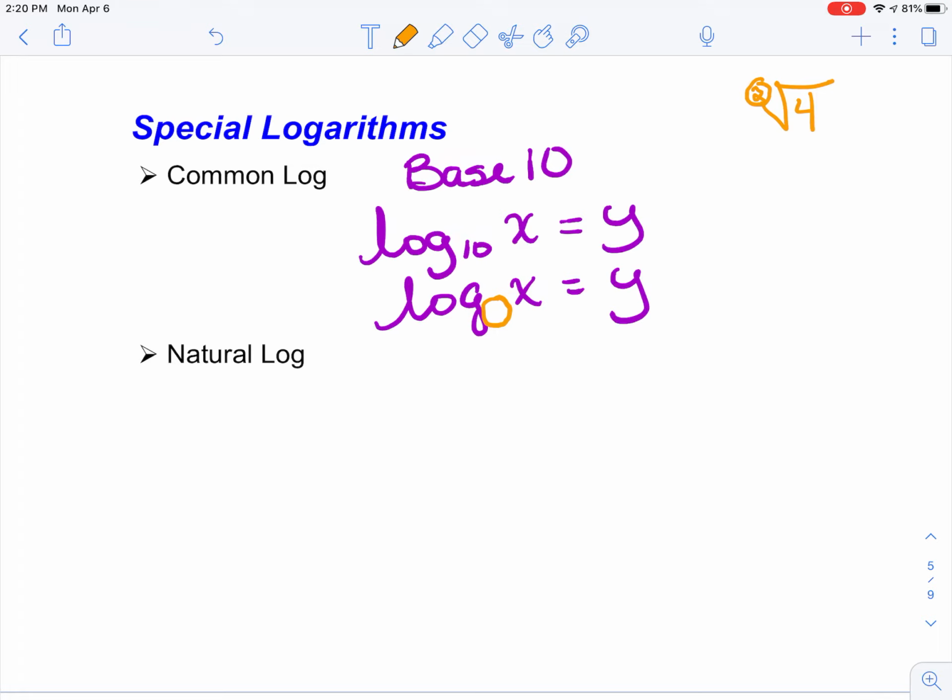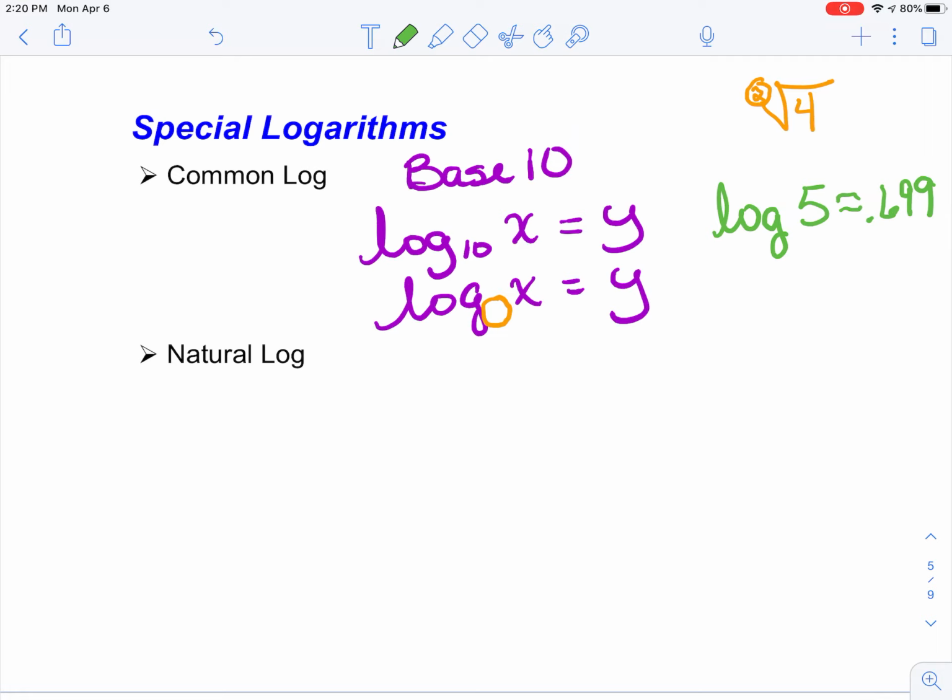And so if we look on our calculator and we actually want to find the log of, let's go 5. On your calculator, on the left side, you see log. You put log 5, hit enter, and you're going to get approximately 0.699. So it's special because it has an actual button on your calculator.